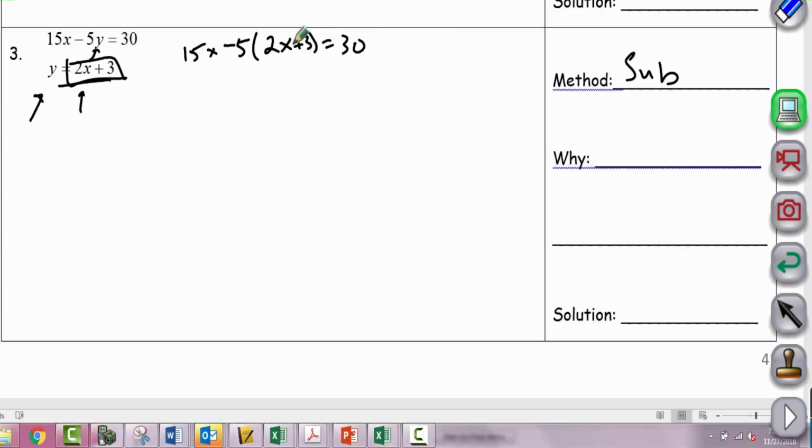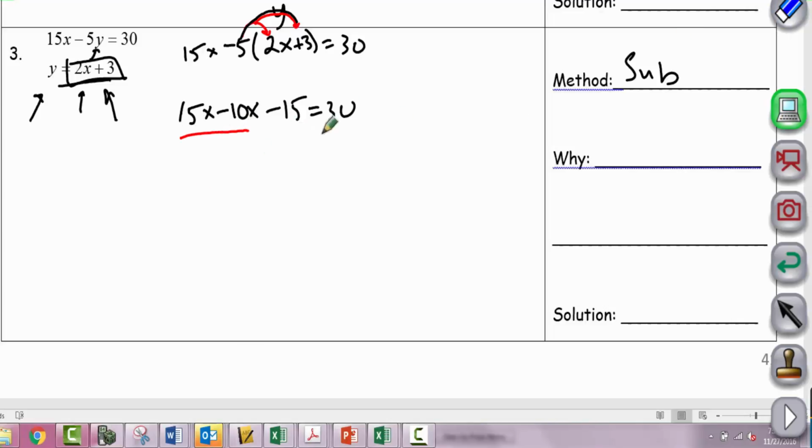equals 30. So this is the same equation. This was y, but I know y equals that 2x plus 3. So the next thing we're going to do is we're going to distribute. So this -5 gets distributed into both of the pieces. Let's see what we get. 15x minus 10x, and then don't forget that -5 goes into positive 3 as well. Minus 15 equals 30. So now we got an equation with no y's and a couple x's.